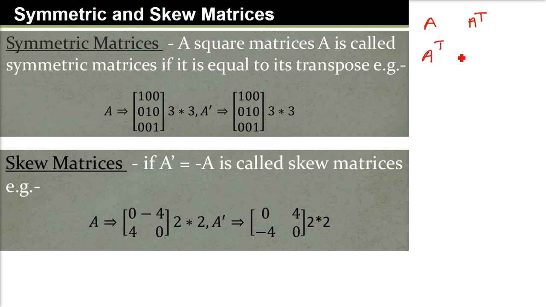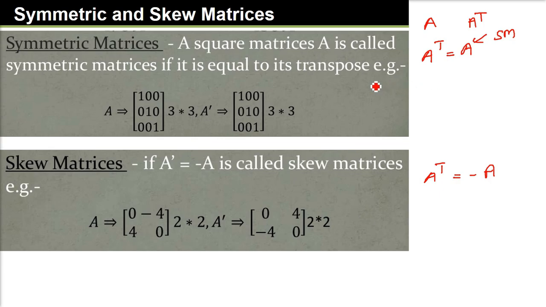That is, if I take matrix A, transpose it, and we get the same matrix, that is called the symmetric matrix. But if I transpose and I get the negative of the original matrix, that is negative of A, that is called a skew matrix. Okay, so let us take this matrix, and I am just changing the rows to columns.